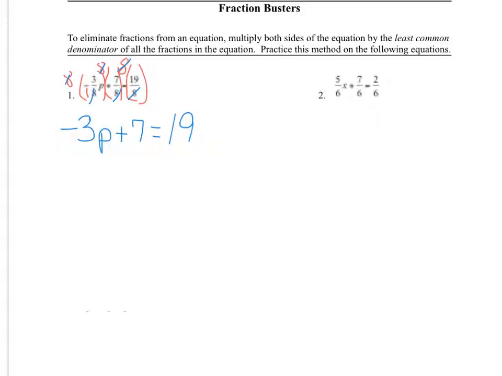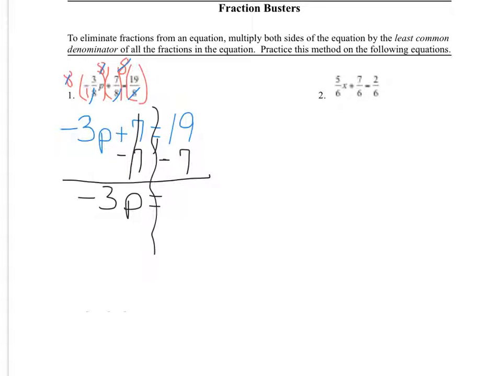So notice that the fractions wind up going away. Now we just have a problem that has no fractions, and we're going to solve that one just like we did all of our other ones. So I'm going to draw my little river in. I have to combine my 7 and my 19, but they're on opposite sides of the river, so I have to do my opposite operation. I'm going to subtract 7 from both sides. Those eliminate, and I have negative 3p is equal to 19 minus 7, which gives me 12.